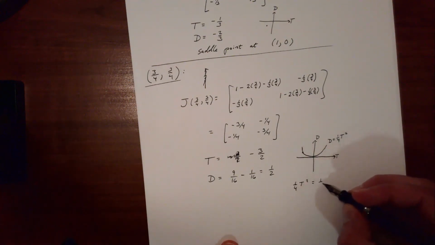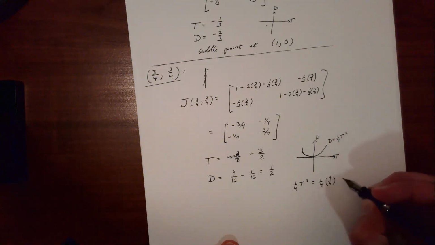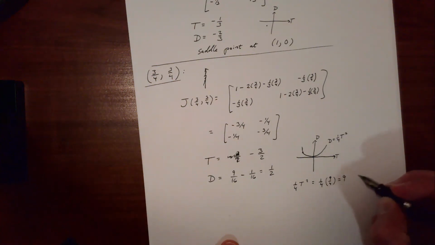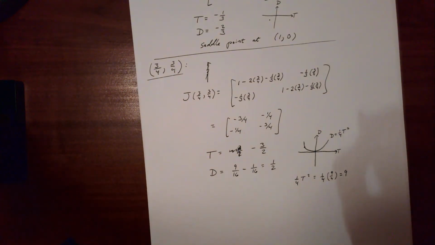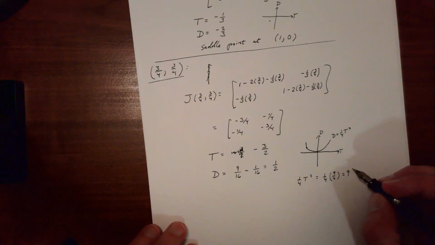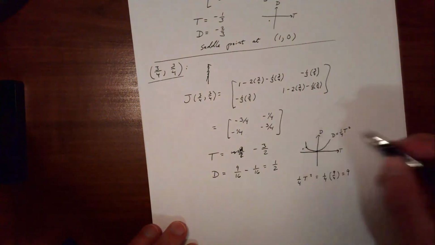It's going to equal 1/4 times 9/4, which equals 9. Now we can see clearly that d is below 9. And so what that means is that we are going to be talking about two real eigenvalues, and because the trace is negative, that means we're over here.